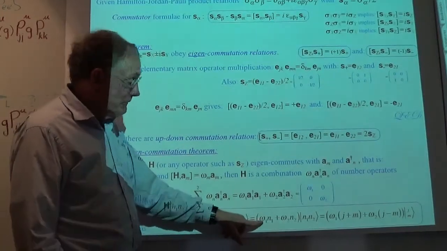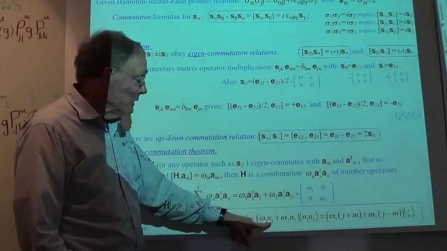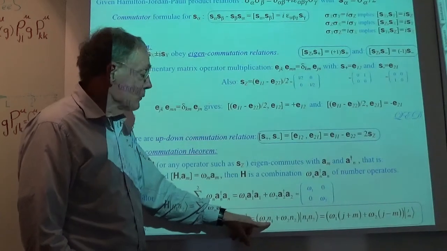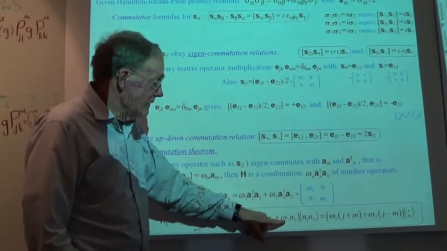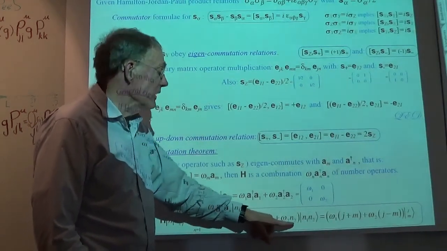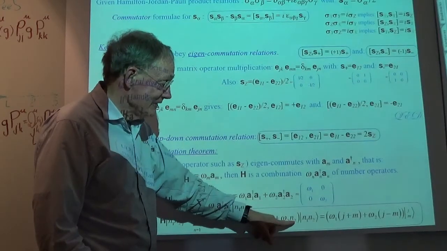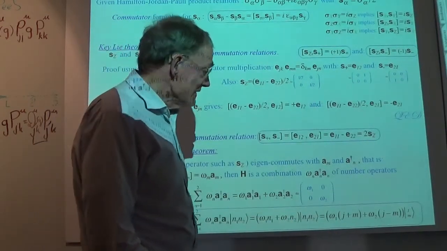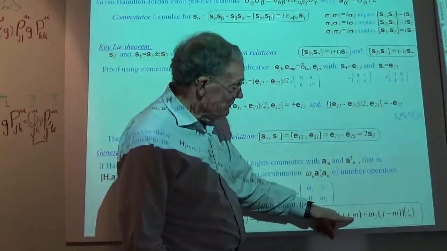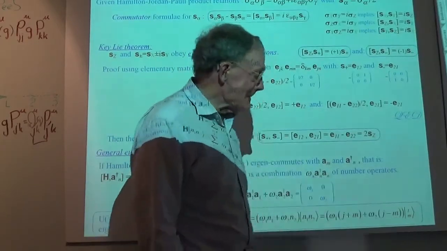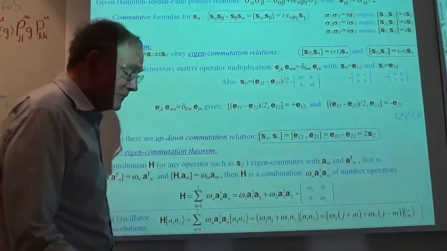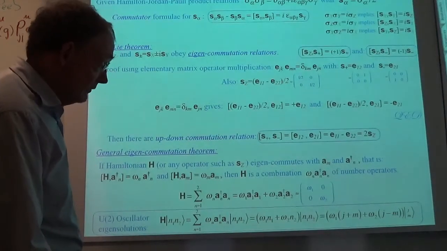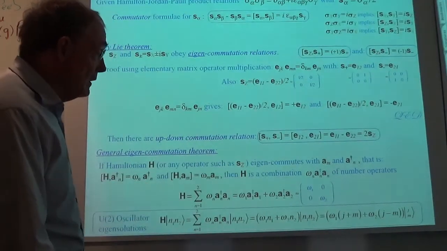It's just frequency, fundamental frequency, times number of quanta. That's one dimension. Second dimension, again, frequency times the number of quanta in that dimension. That can be written for angular momentum like this: J plus m and J minus m. You see, it's just a little bit more complicated for the angular momentum.